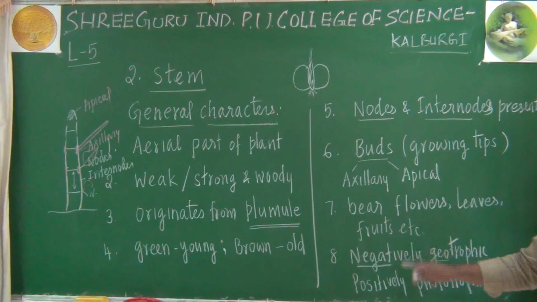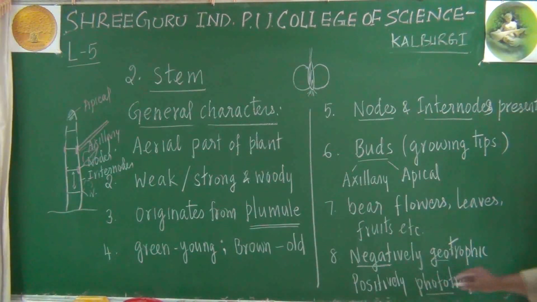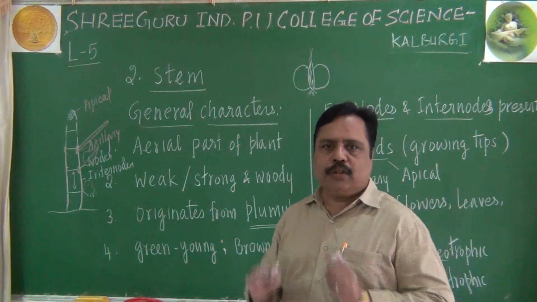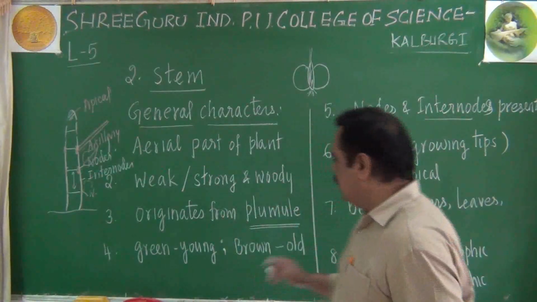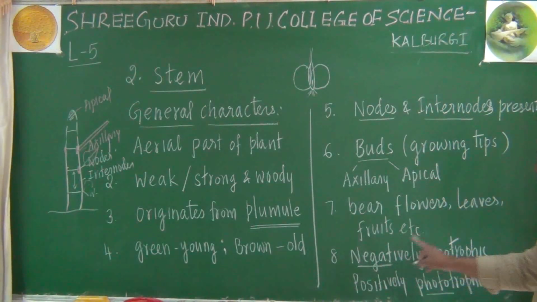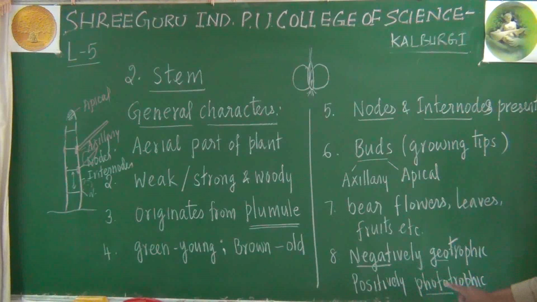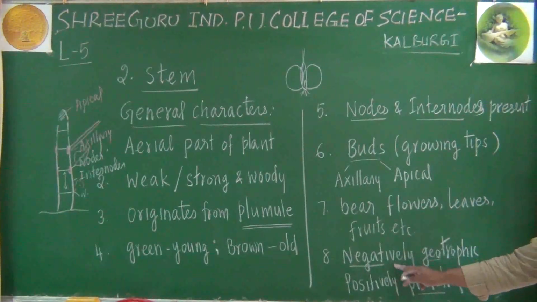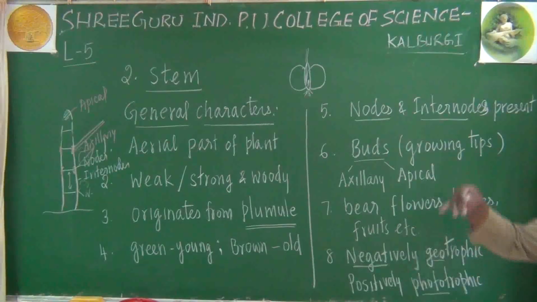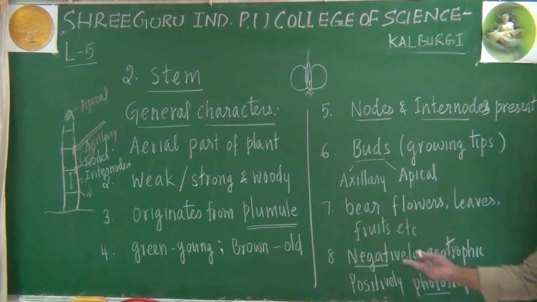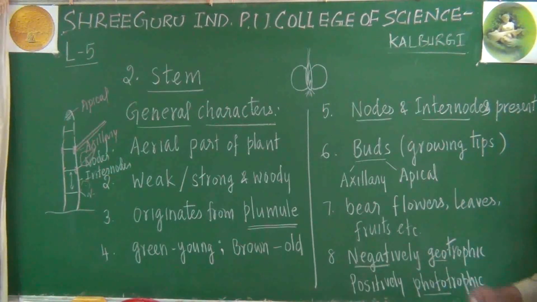But the stem will be growing towards sunlight. Phototropic means what? Photo refers to light. So they will grow towards the light, away from the soil. That is why stems are called negatively geotropic, positively phototropic. What about roots? Roots are positively geotropic. They will grow towards the soil. They will grow away from the light. Opposite point you have to remember.